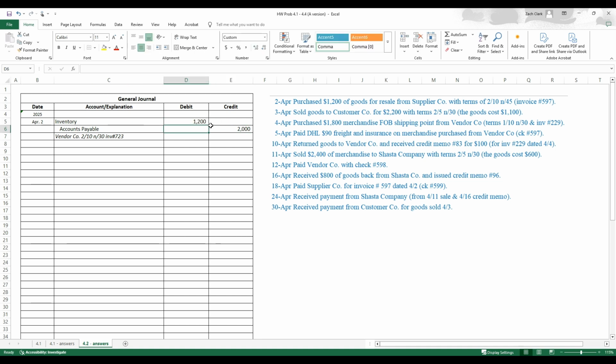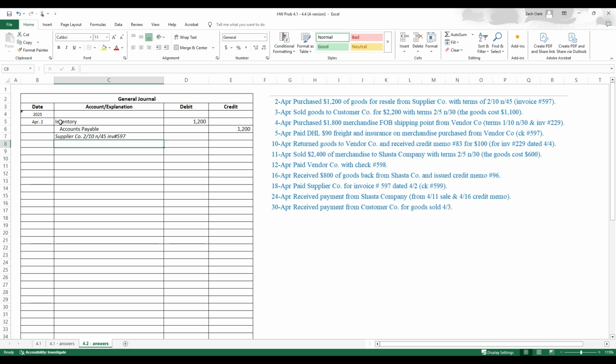So this one was $1,200 of purchase. We'll update the name to Supplier Co. and it's 2/10 net 45, not 30. Invoice 597. And we're good to go.